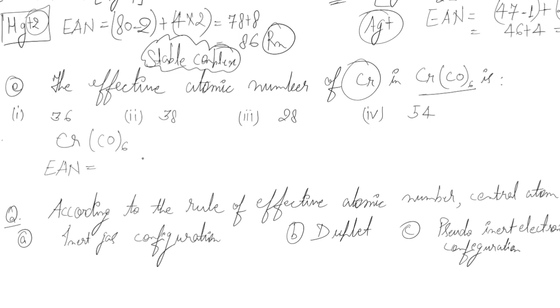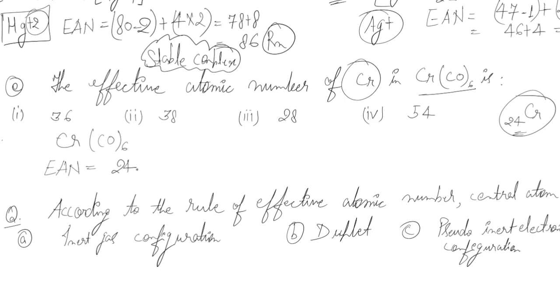Chromium is 24, right? Scandium, titanium, vanadium, and chromium. So it is 24, right? So the metal will have 24 electrons. But let's see the complex chromium, and this is your hexacarbonyl system. So this will be your 24.